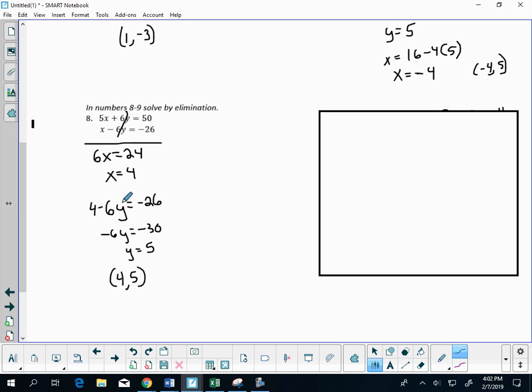That's half of my answer. I need to now know my y. I plugged it in to the bottom equation, subtracted 4 from both sides. That's where that -30 comes from. And then divide by -6. And I got y equals 5.